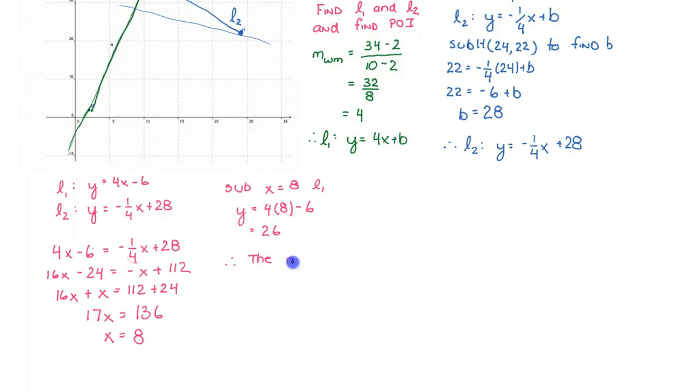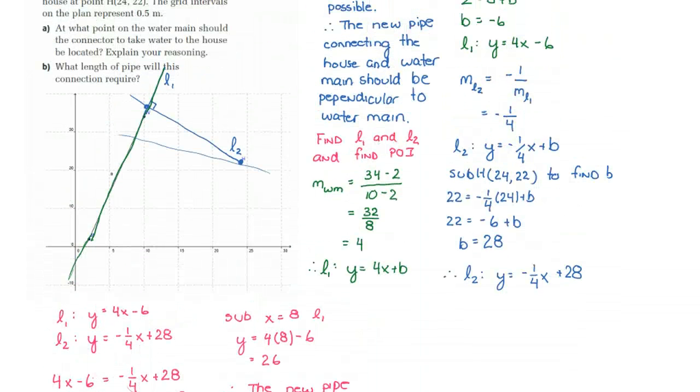So therefore, the new pipe connects at 8, 26. And let's just scroll up now, make sure that makes sense. There's 10, so it's got to be somewhere on this side, and 26 is somewhere around here. Okay. Now it's really important to point out that this diagram is not to scale, so it doesn't look right based on what I've drawn here. So it's really important to always check that scale there.